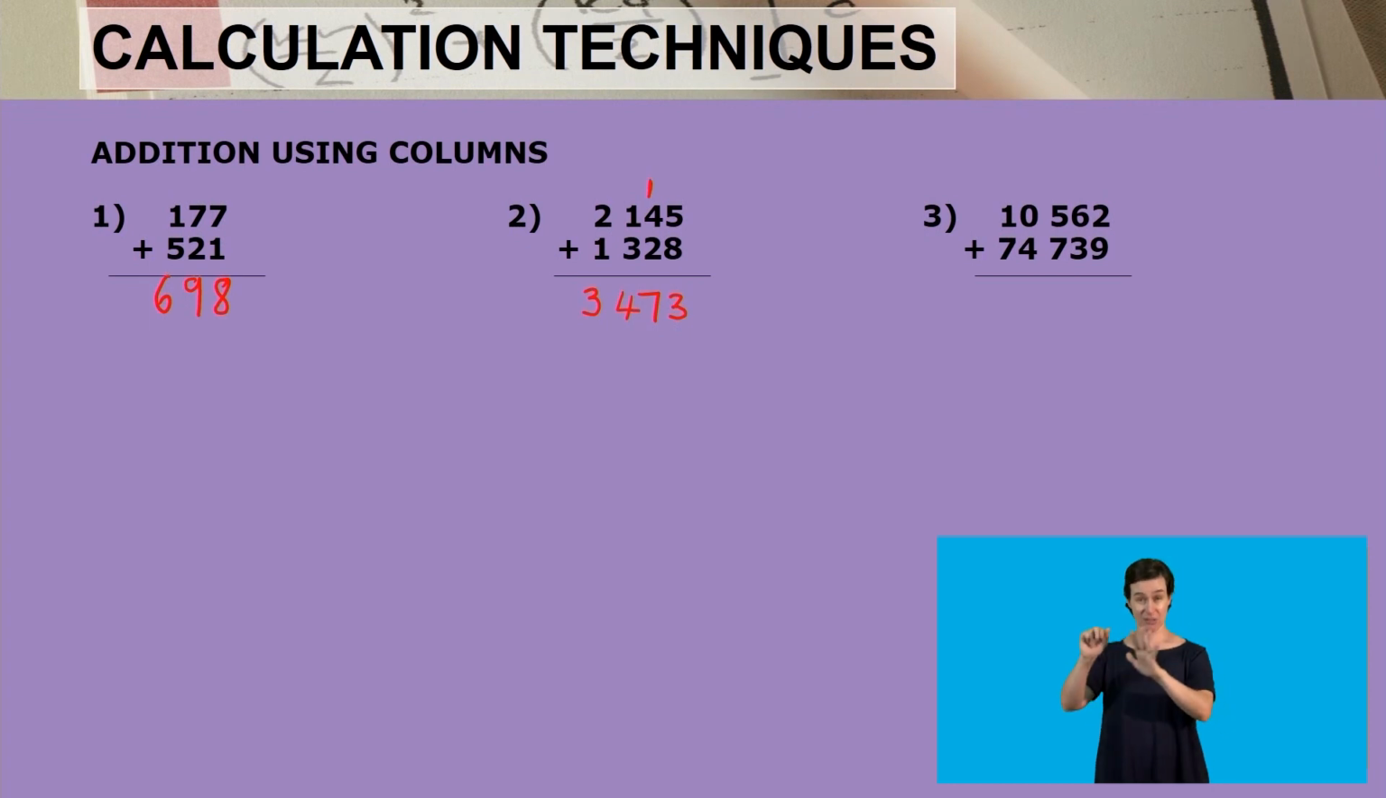Let's quickly do the last one, where we are going to add 10,562 with 74,739. We are going to start with the ones. So 2 ones plus 9 ones, that gives us 11. So 11 is 1 ten and 1 one. So we are going to write the 1 in the ones column, and then we are going to write the 10 in the tens column.